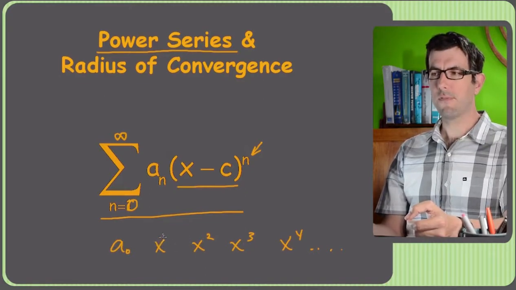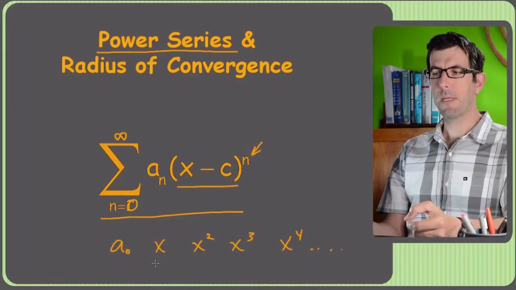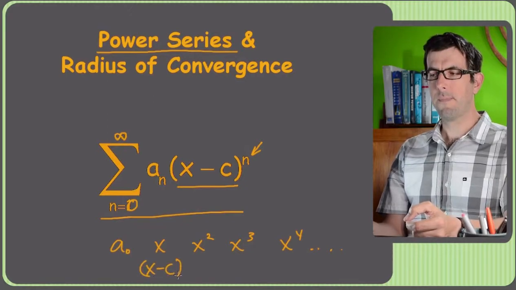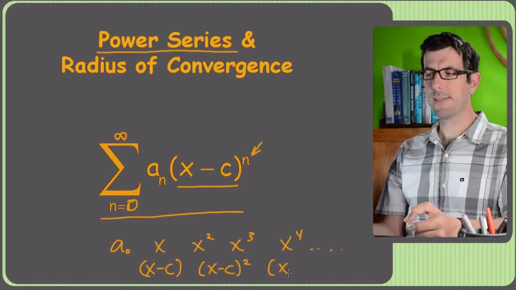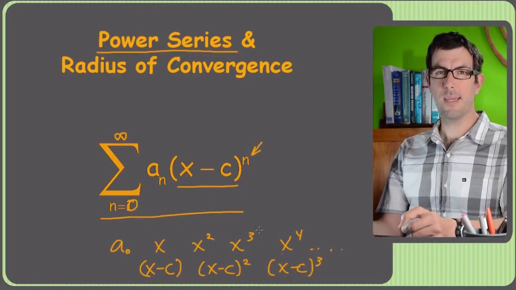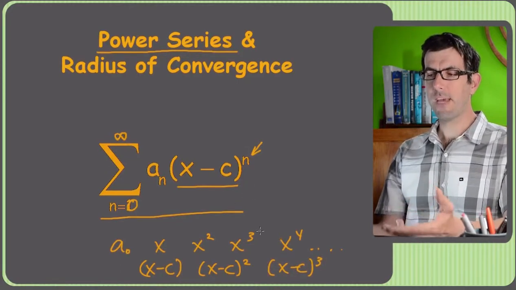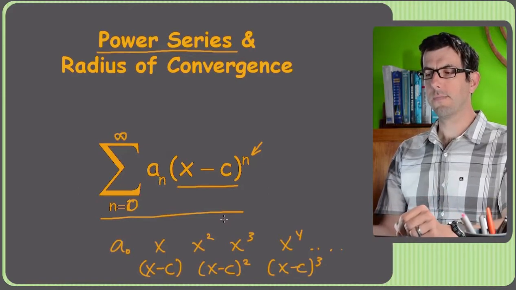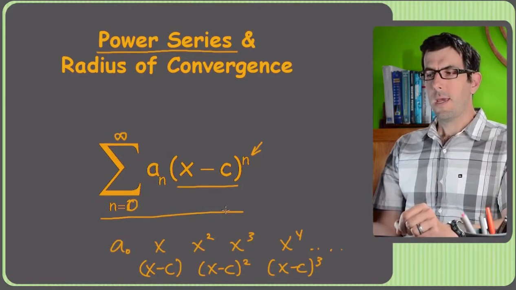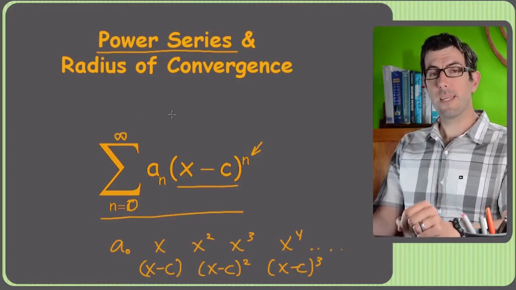And of course, if c was not 0, then maybe instead of this, we'd have x minus c. And instead of x squared, we'd have x minus c squared. Instead of x cubed, we'd have x minus c cubed. But the point is, higher and higher powers of terms that have x in them is what's going to make this a power series. Now, why are we doing this? What's a radius of convergence?